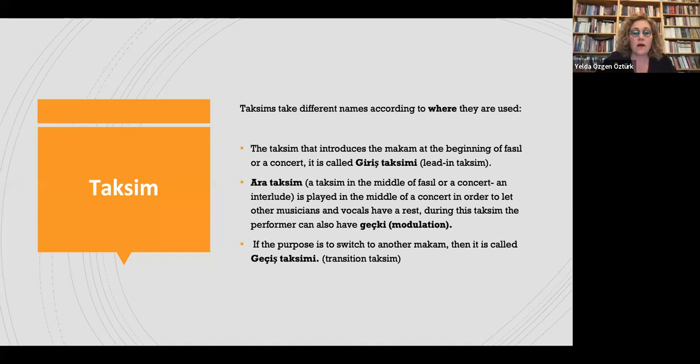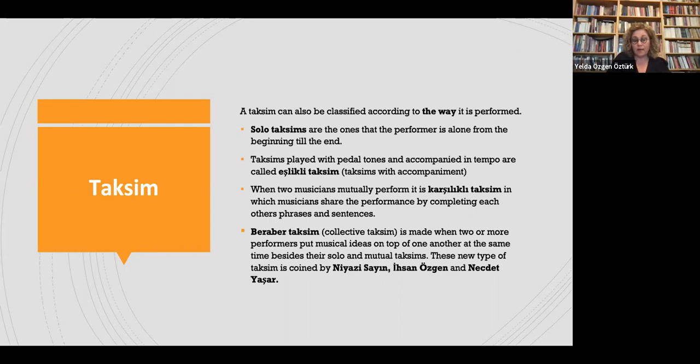And as we said, a taksim can also be classified according to the way it is performed. A solo taksim is the one in which the performer is alone from the beginning till the end. No other people, no other musicians. And taksims played with pedal tones and accompanied in tempo are called eşlikli taksim. Eşlik means accompaniment in Turkish. When two musicians perform mutually, it's karşılıklı taksim, mutual taksim, in which musicians share the performance by completing each other's phrases and sentences.